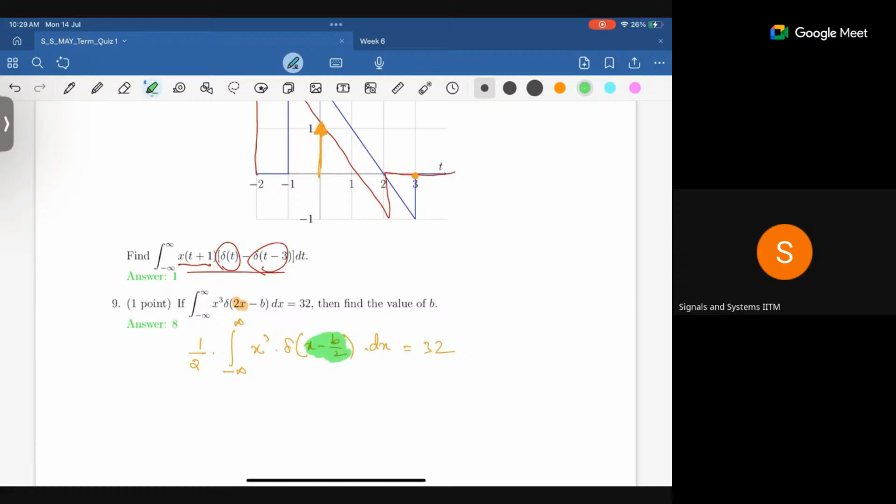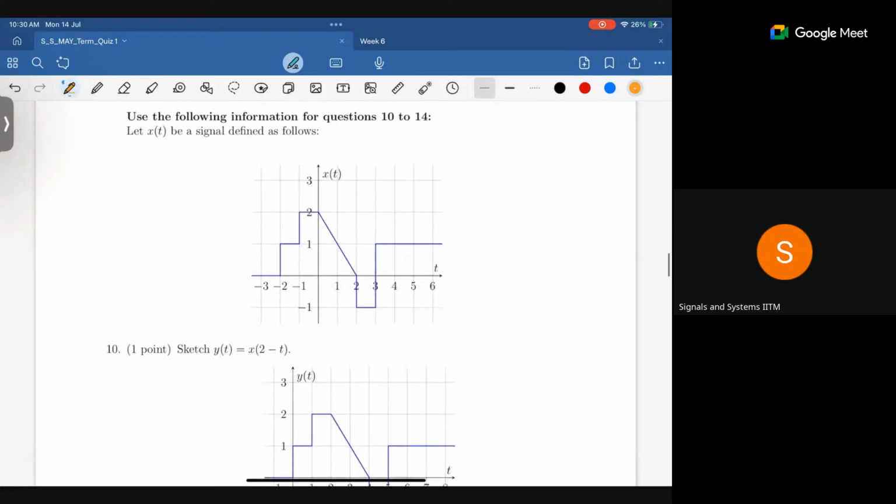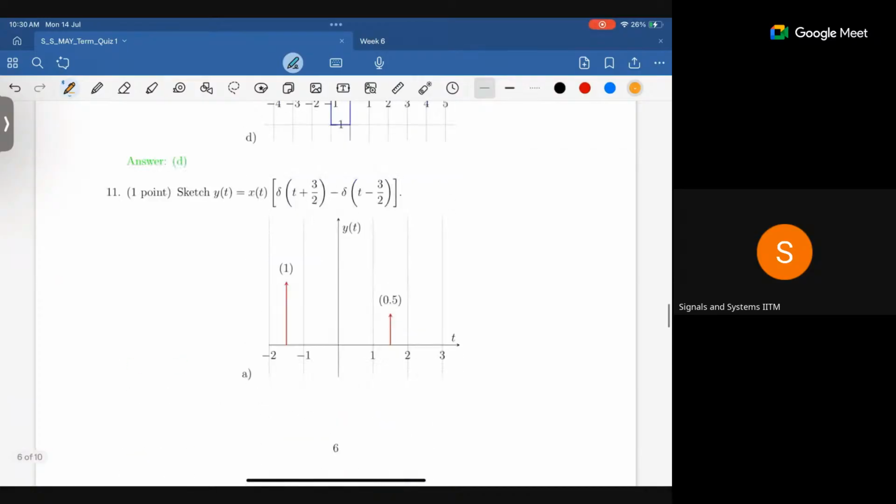whatever inside the Dirac, that should be equals to 0. So that at that point we'll have the sample. So half into b by 2 whole cube is equals to 32. Right? So from here you'll see that b will be 8. Right? And yeah, so 10 to 14 is like just shifting, scaling and all. I think you should all do this.